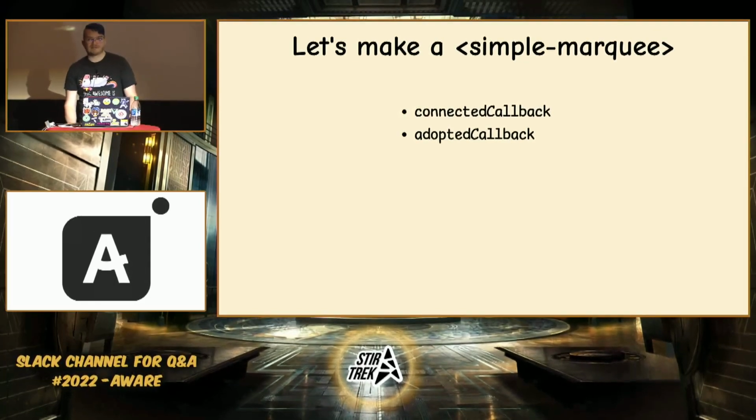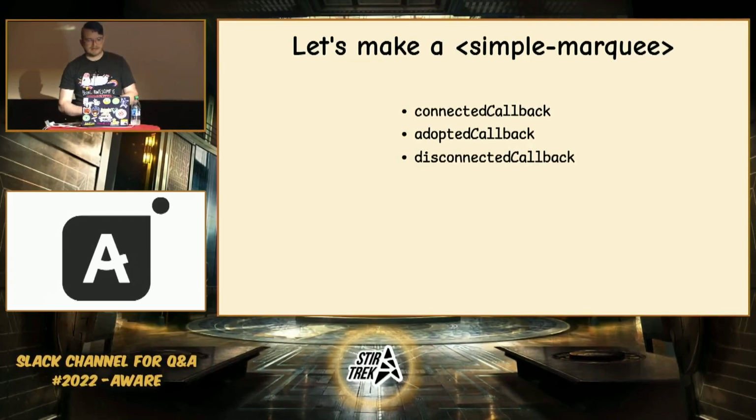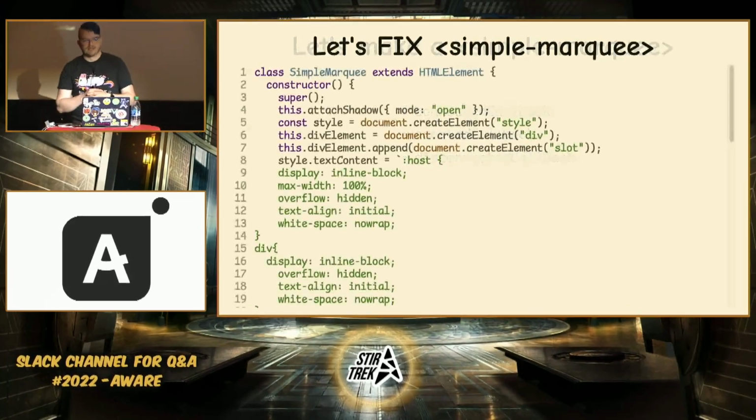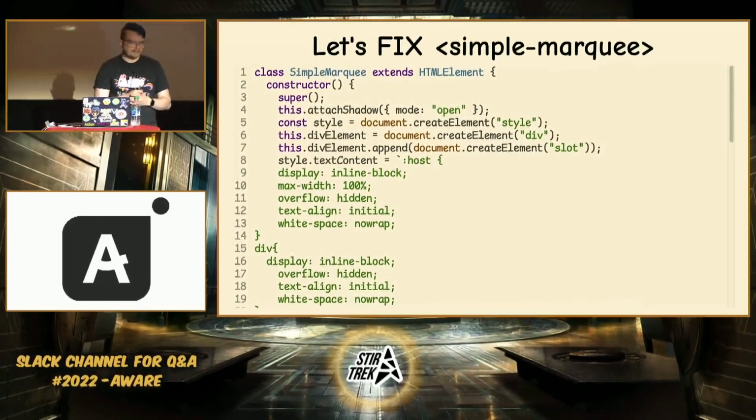You need to define it, but you don't need to worry about it too much. And the last one that we need to know about, because we are all good net citizens and we all clean up after ourselves whenever we make anything and we don't have any memory leaks whatsoever, is our disconnected callback. When it gets removed from the DOM, what do you do? How do we clean up after ourselves? So let's fix our simple marquee.